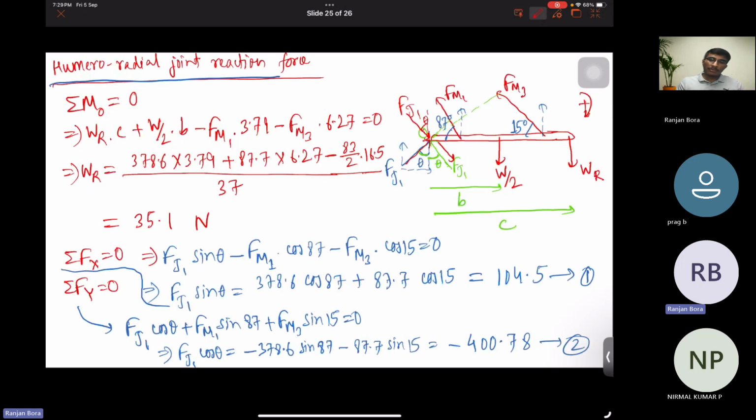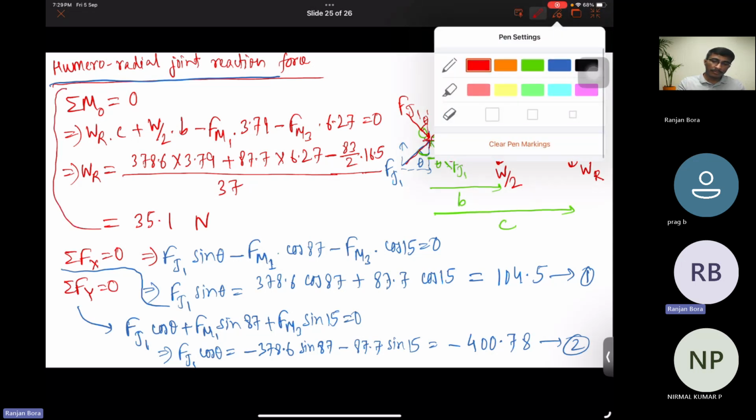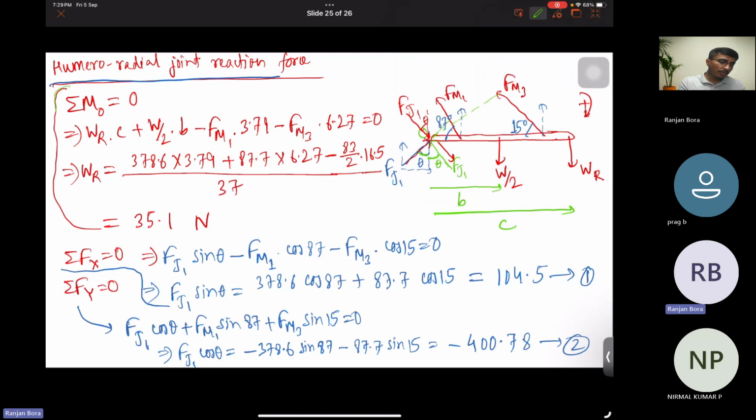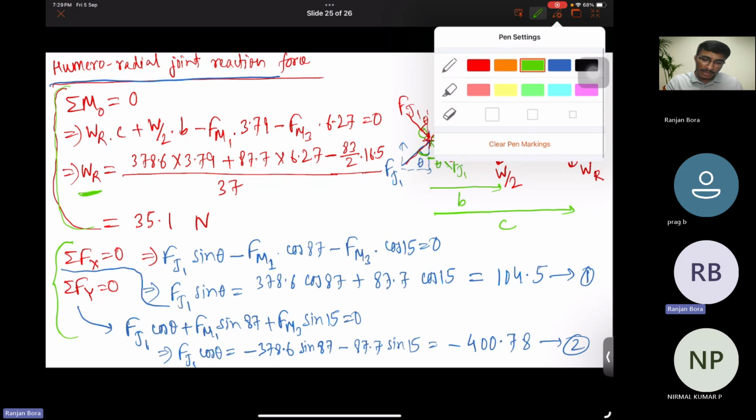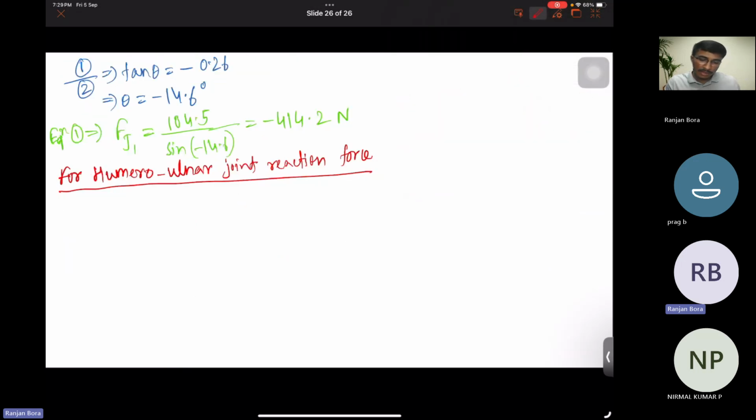For finding the humero-ulnar joint, we don't need to do the first step. Why did we do this first step? To find out this WR. But we have already got the WR, so we can subtract this WR from the actual load which was held by the hand. So we can directly apply these force equilibrium equations, then we'll get the humero-ulnar joint reaction force. But before that, we need to first draw the free body diagram of the humero-ulnar joint.